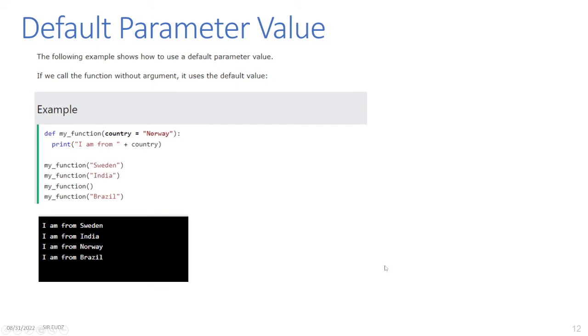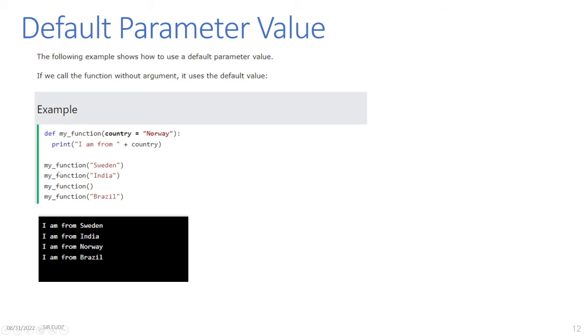Default parameter value. The following example shows how to use a default parameter value. If we call the function without an argument, it uses the default value. So we have here define my function country equals Norway. This is the parameter, and Norway here is the default value. So print I am from and then the country.